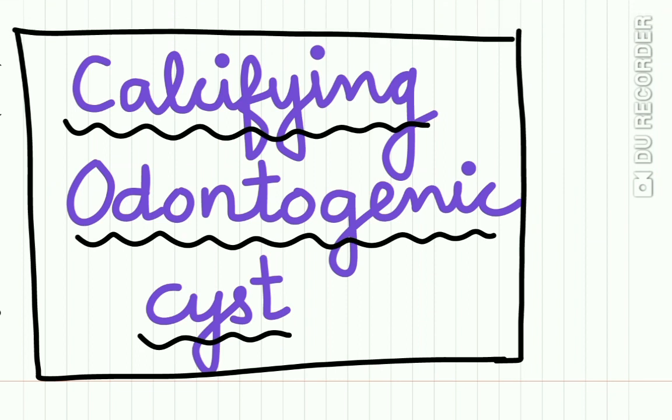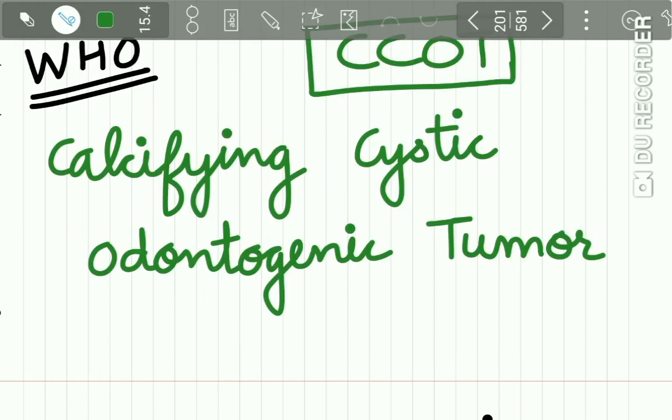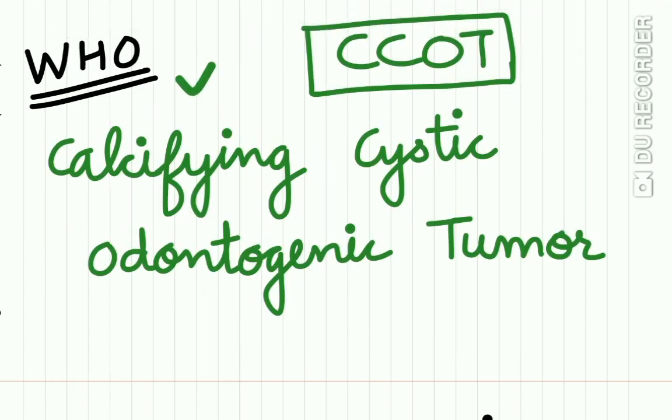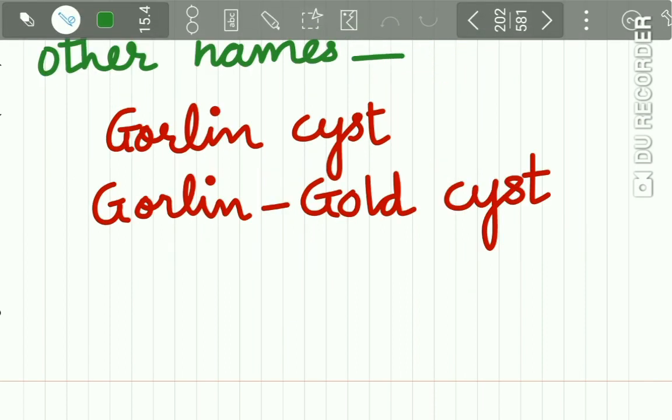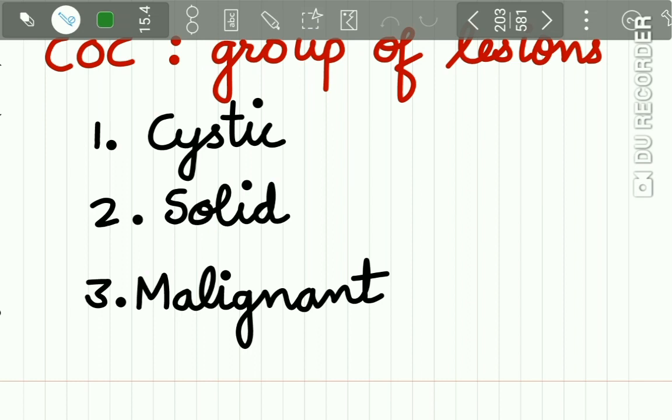Today's topic is a very important topic, that is calcifying odontogenic cyst. You are asked many questions from this cyst in your exam, so watch this lecture carefully. So WHO has renamed the calcifying odontogenic cyst as calcifying cystic odontogenic tumor or CCOT. The other names for this cyst are the Gorlin cyst or the Gorlin and Gold cyst.